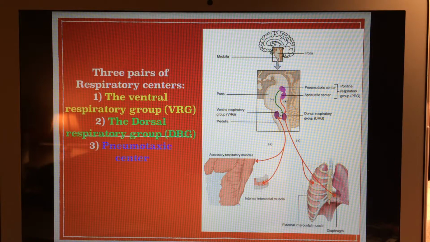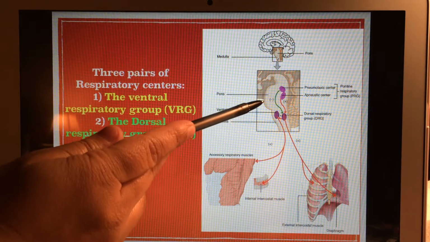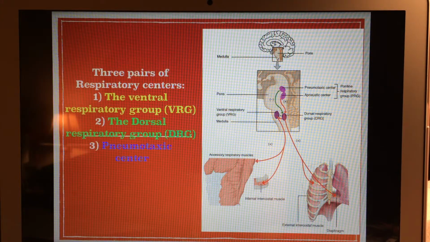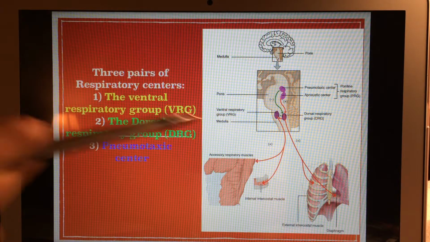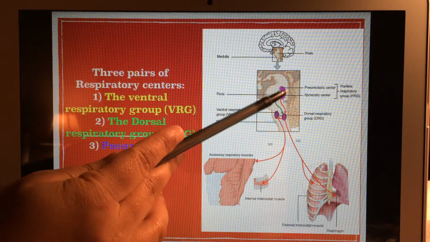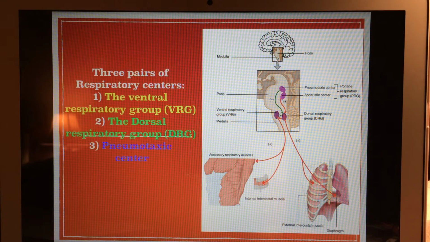So last but not least, the pneumotaxic center, which is the respiratory center in the pons. Right there, the respiratory center in the pons. It regulates the shift from inspiration to expiration in quiet breathing. Each side of the pons has a respiratory group called the pneumotaxic center. You can see those two right there. They're called the pontine respiratory group.